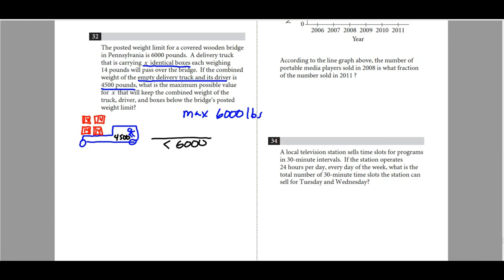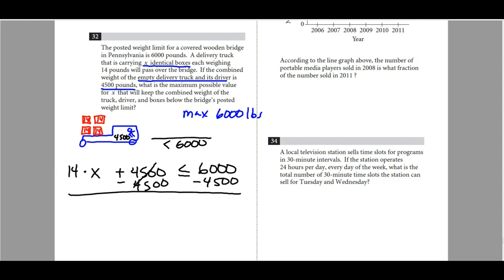I'm going to set up an equation here. We have 14 pounds multiplied by however many boxes, which we don't know, added to the 4,500 pounds for the truck and the driver, needs to be less than or equal to 6,000. So we actually have an inequality here that we can solve. So let's subtract the truck. And you may not have got this formal. You might just right off the bat realize you need to take away the truck and the driver. And you'll realize that 14 pounds times every box needs to be less than 1,500 pounds.